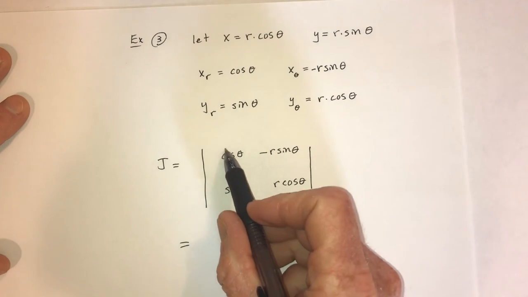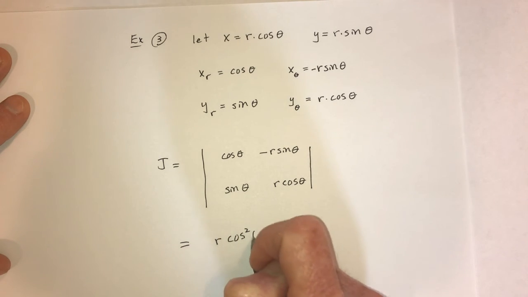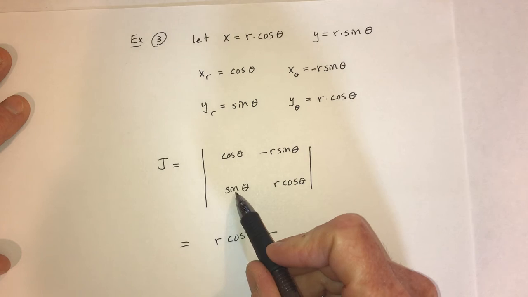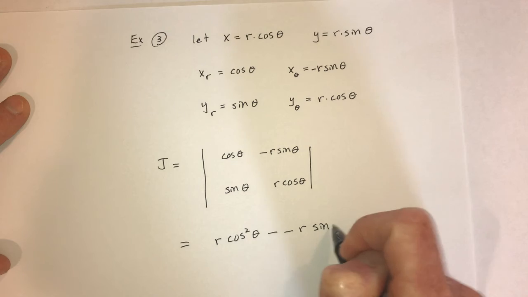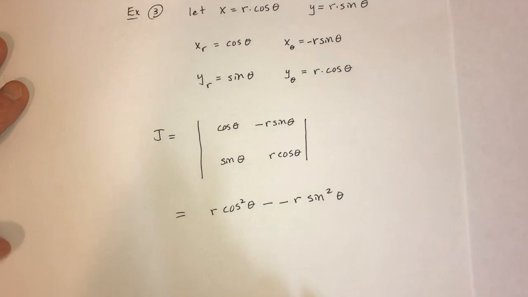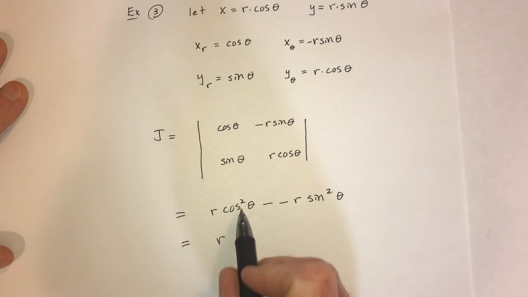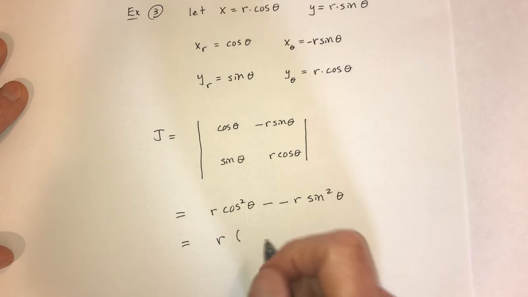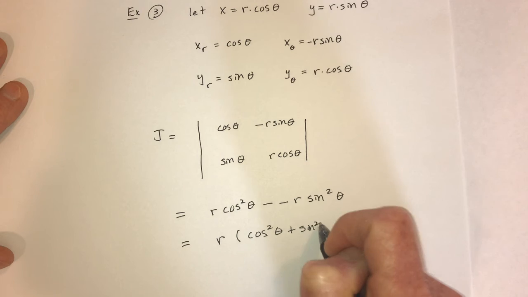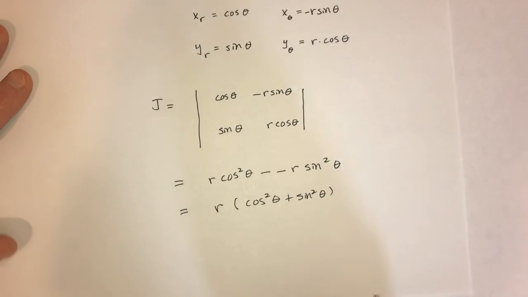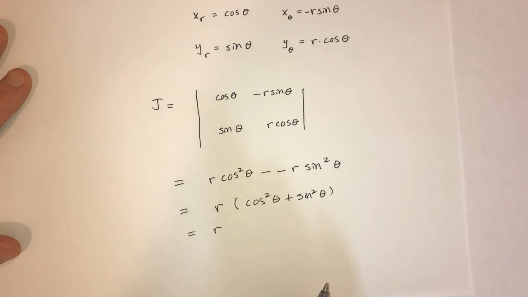So what does that equal? Multiplying this diagonal, that's going to be r times cosine squared. Then minus, when you have this other diagonal, that's going to be minus r sine squared. You get where I'm going with this? Then you could factor out r, and it would leave cosine squared plus sine squared. And since cosine squared plus sine squared equals 1, that means the Jacobian equals r.